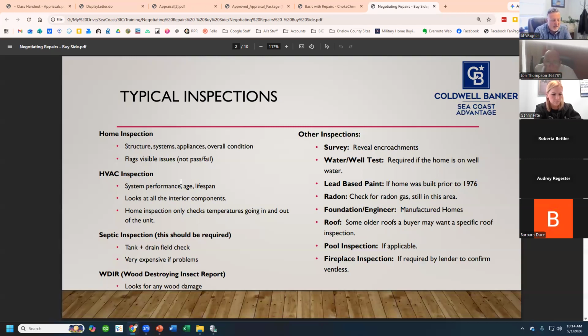These are all the things you need to be asking for and looking for, asking the buyers if they want done and looking at when you're showing homes. If there is a pool, they're probably going to want a pool inspection done.